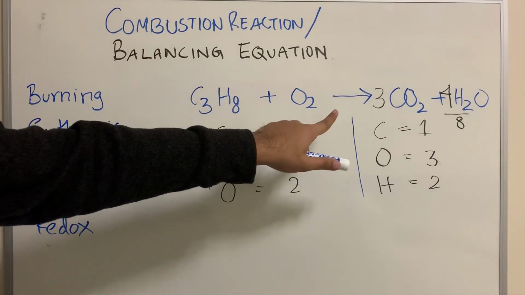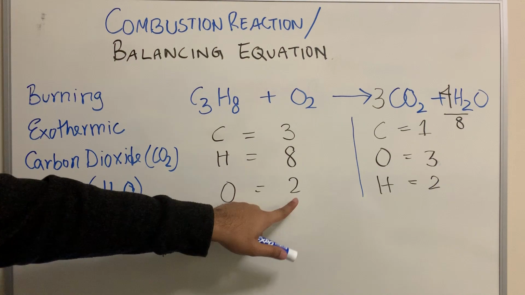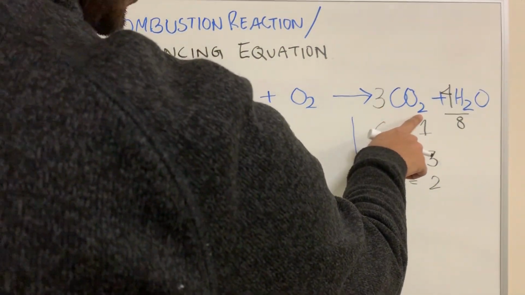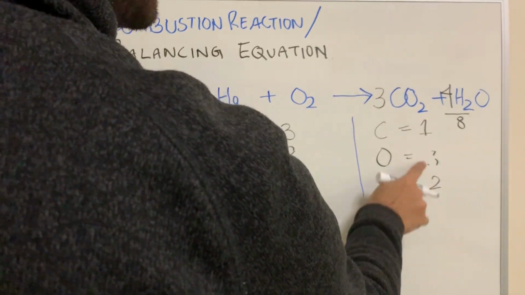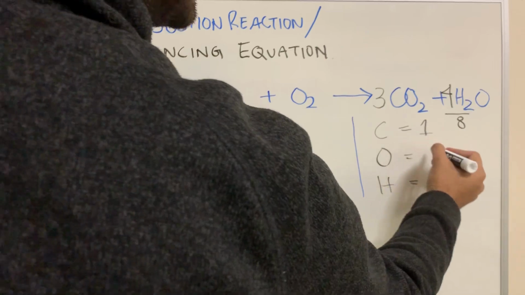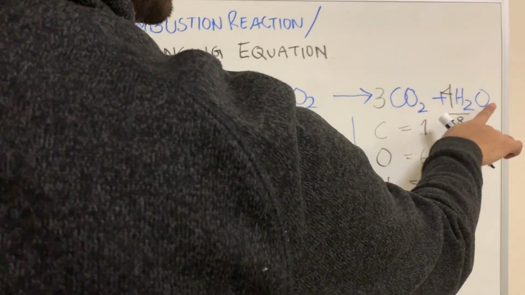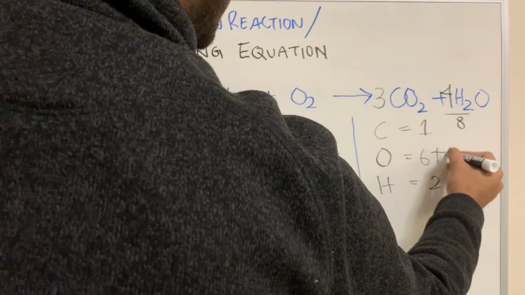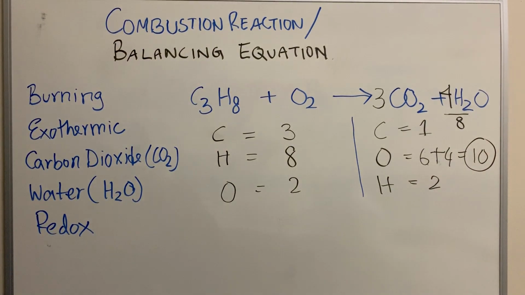Let's look at oxygen. So you have 2 oxygens here, which we wrote down right here. On the right-hand side, you have O2 multiplied by 3. Now let's modify this a little bit. So you have 6 plus, from water, you have 1 atom of oxygen, but you're multiplying it with the coefficient of 4, so plus 4. You have a total of 10 oxygens on the right-hand side.